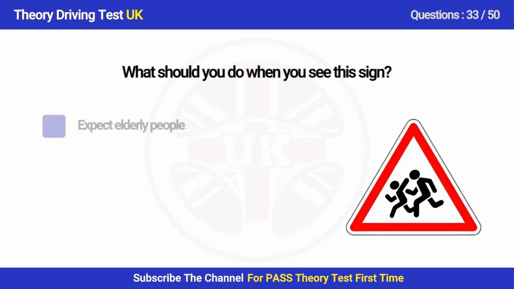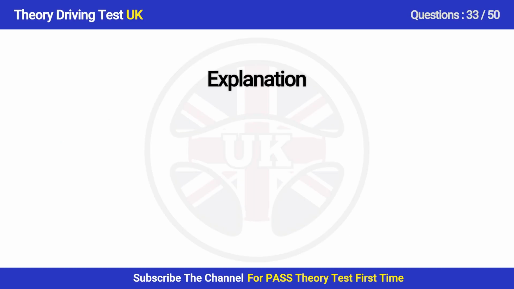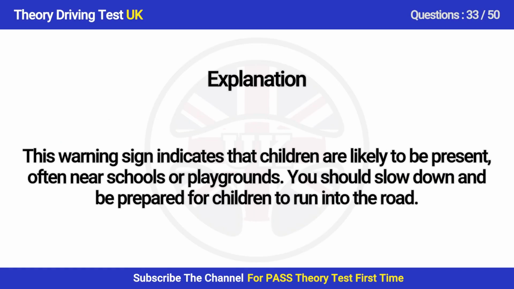Question 33. What should you do when you see this sign? A. Expect elderly people. B. Children likely to be crossing. C. School bus stop ahead. D. Play area ahead. Answer is B. Children likely to be crossing. This warning sign indicates that children are likely to be present, often near schools or playgrounds. You should slow down and be prepared for children to run into the road.